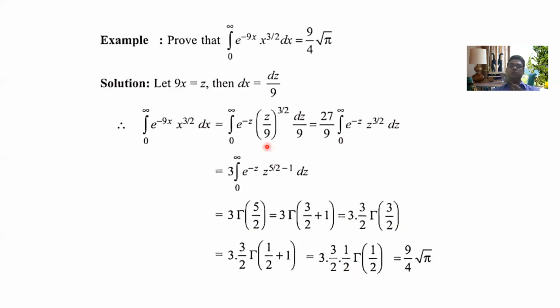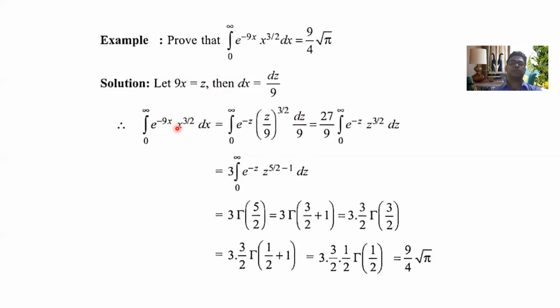Okay, so this type of question you can see in your question paper. Prove that the integral from 0 to infinity of e to the power minus 9x, x to the power 3 by 2 dx is equal to 9 by 4 root pi. So now the gamma function type integral, e to the power minus z, is your requirement, but you have e to the power minus 9x. So that means this 9x creates a problem. So that's why you should consider 9x is equal to z. So dx is equal to dz by 9.